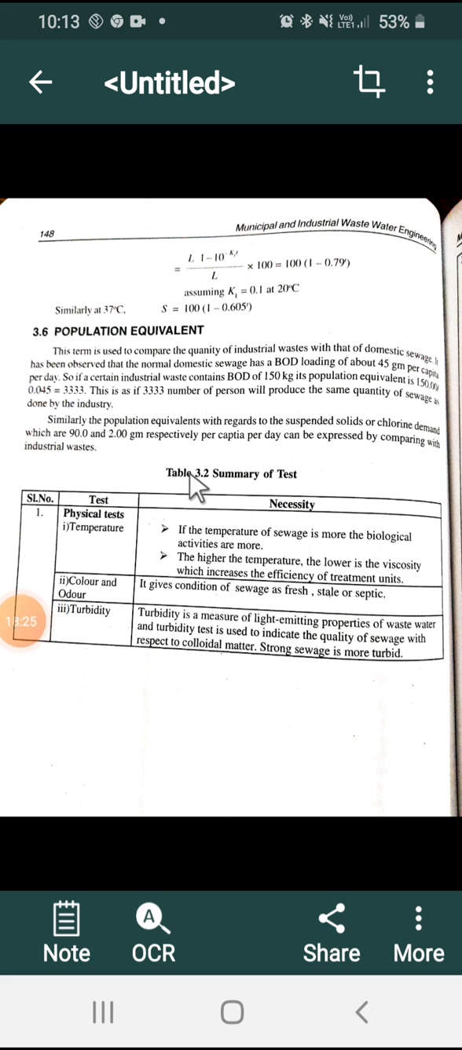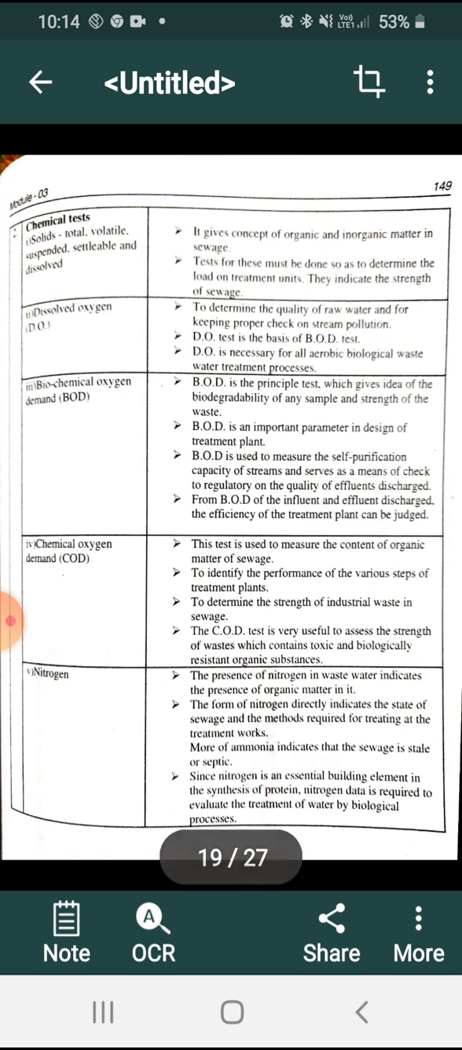Yes, this table will give an idea on the pollution load. Pollution load on the river body or treatment plant. Okay, this is the test. Whatever test you are conducting, these results are there. Just go through this table and this table.